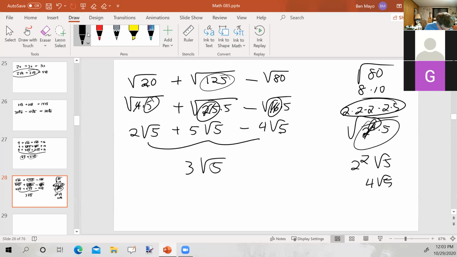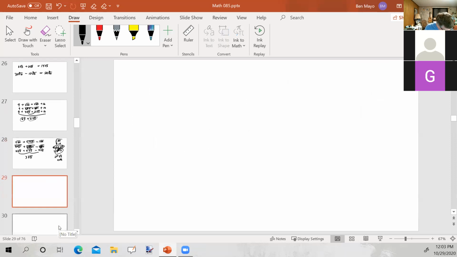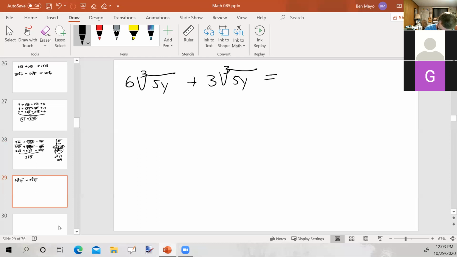Let's see here. 6 cube roots of 5y plus 3 cube roots of 5y would be what? 9 cube roots of 5y. Excellent. Okay.